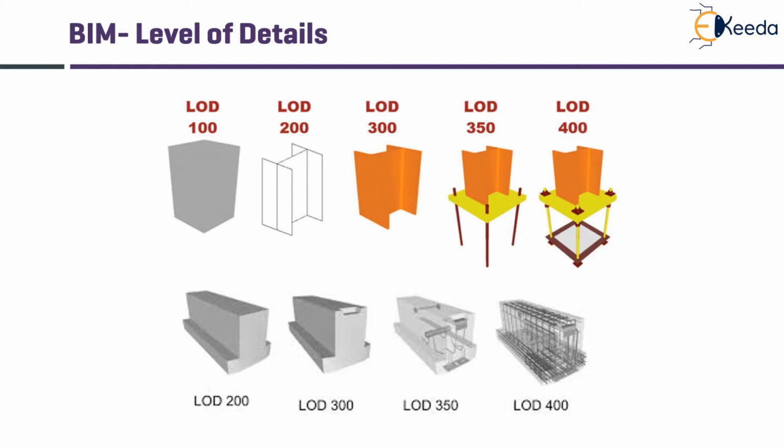In the first, LOD 100, the column is represented as a concept design of only a rectangle. In LOD 200, we get to know that this column is actually an I-shaped beam. In LOD 300, the thickness and other dimensional information is added to the model. In LOD 350, we can further see the base plate and anchor bolts modeled. Whereas in LOD 400, we can see even finer details like nut and bolt, the anchor template, etc.